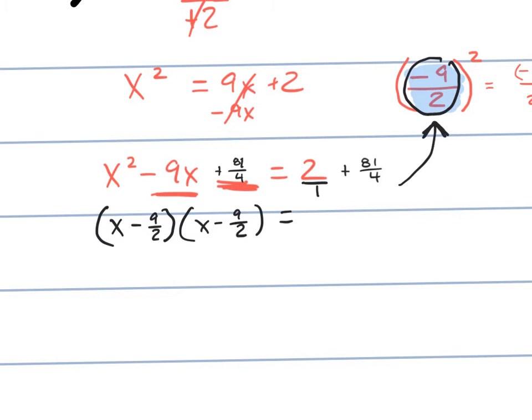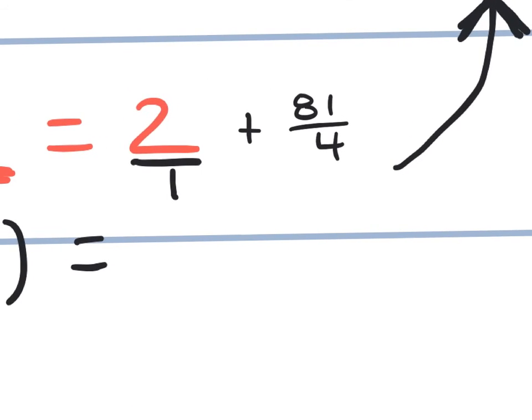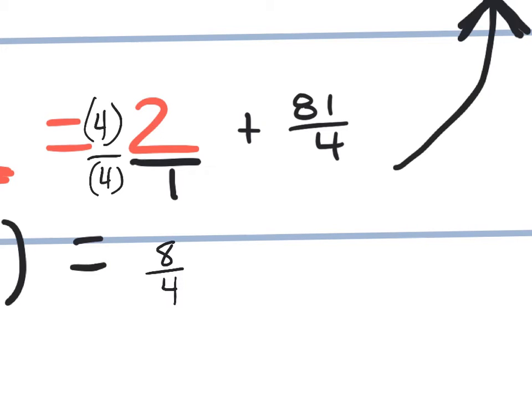these two things, but we can't add them because they don't have the same denominators. So what should I do? Good, we're going to multiply this one over here by 4 on the top and bottom because that will make it into fourths. So this becomes 8 fourths, which is still the same as 2. 8 fourths plus 81 fourths is equal to? 89 fourths.